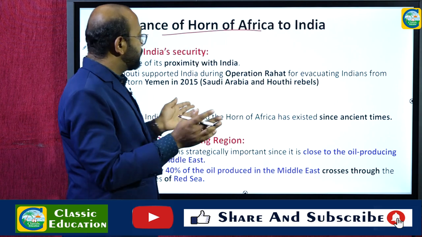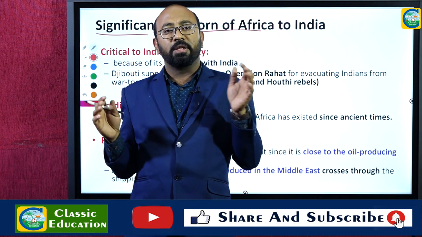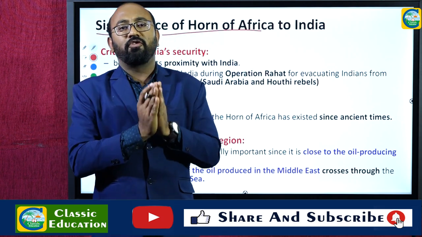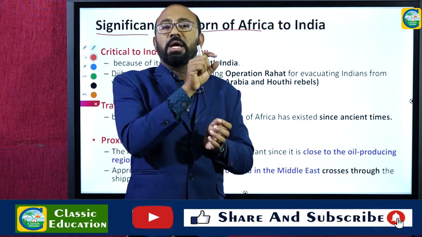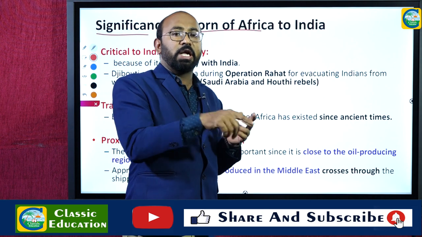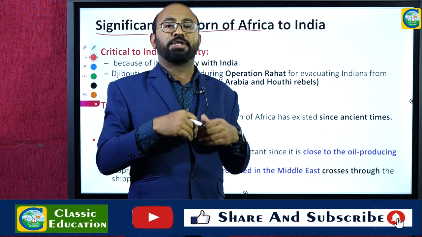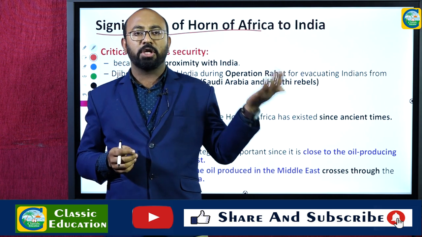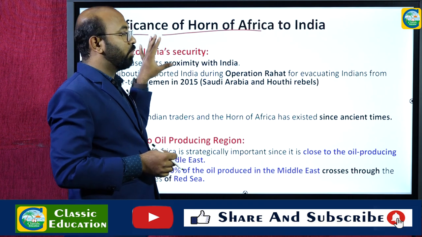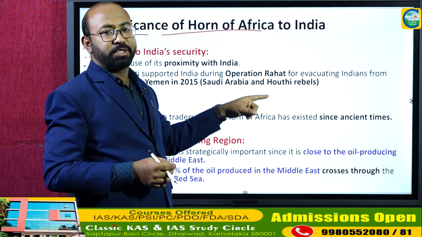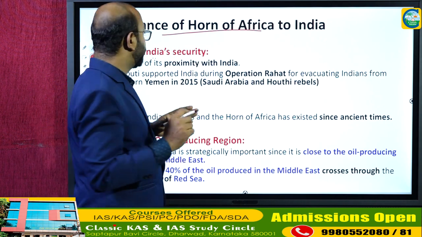See, this distance highlights that this area, the Horn of Africa, is very close to India. That means whatever development takes place in the region will directly or indirectly affect India also, whether it is a security related issue or an oil production issue or any other issue. Whatever happens in the Horn of Africa will definitely affect India's interests also. So because of this, the Horn of Africa is very, very significant for India.